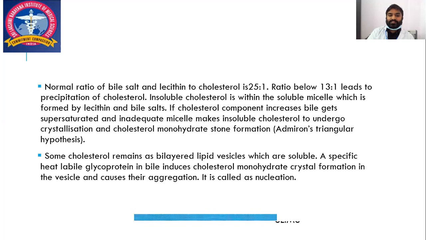The normal ratio of bile salts and lecithin to cholesterol is 25:1. A ratio below 13:1 leads to precipitation of cholesterol. Insoluble cholesterol is held within the soluble micelles, which are formed by lecithin and bile salts. If the cholesterol component increases, bile gets supersaturated, and inadequate micelles make insoluble cholesterol undergo crystallization and cholesterol monohydrate stone formation.